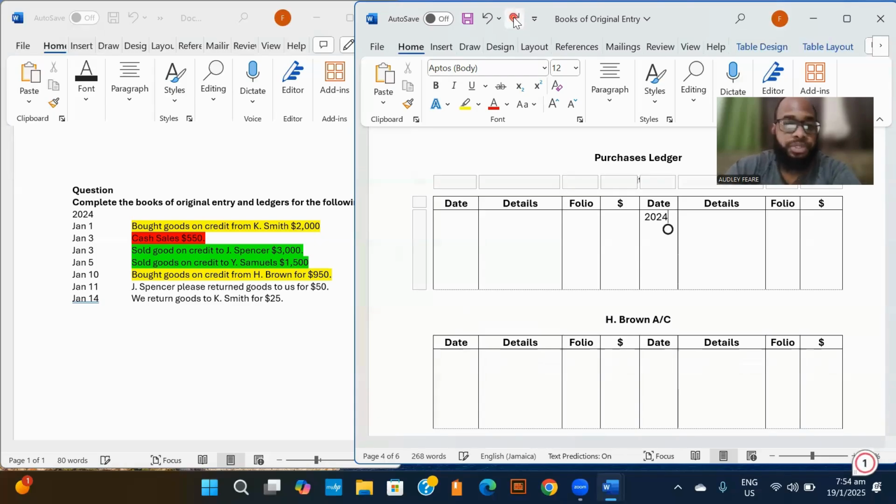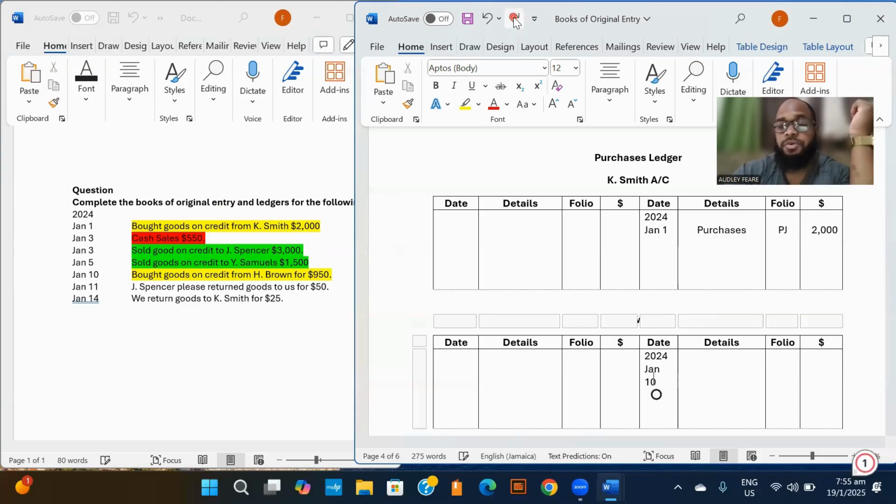So 2024, put in the date on the credit side. Then we know it's January 1, and the details would be purchases. And the folio here tells where the information is coming from. The information was actually coming from the purchases journal, which we just did. So we put PJ. They may give you a number, as I said, but the principle is important to understand first. And then, of course, the amount we bought goods on credit from K. Smith for was $2,000. And now we do the same thing for H. Brown. All right, there we go.